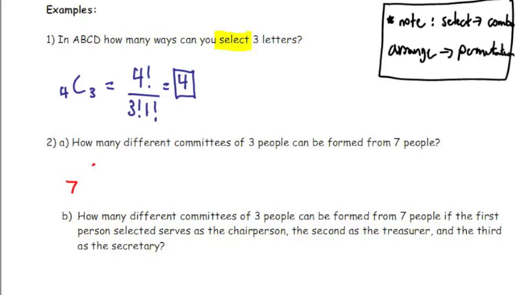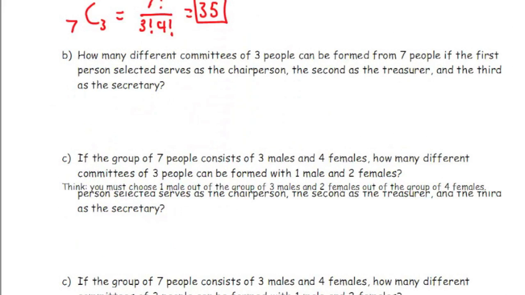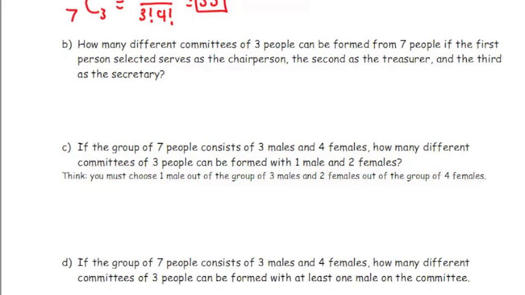That's another combination type question. So in this case, we again have 7, and we're going to choose 3 of them. And that's just equal to 7 factorial over 3 factorial, 4 factorial. Again, I'm just using the equation from the previous page. And that's equal to 35.